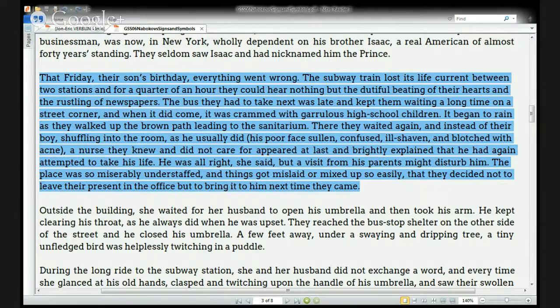So clearly, Nabokov is saying a lot with just a few words. He's not explaining the relationship, but we can guess the relationship by these few details. So we now know why they don't like the nurse, because she doesn't care. She has no compassion. She doesn't see these patients as people. That's what I would guess.